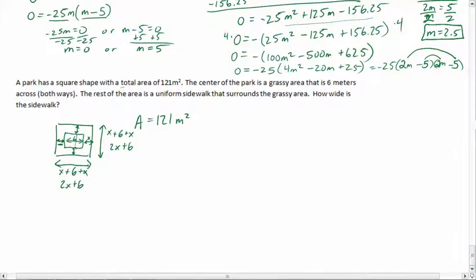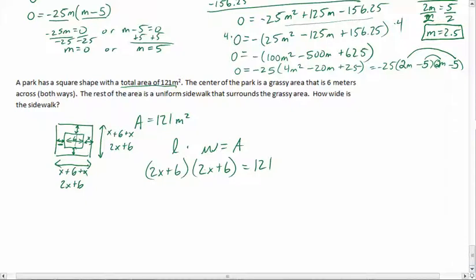Now, it says the area is 121. How do you get the area of a square? Well, we go length times width equals the area, which is 121. And so now we need to solve this. Now, it's not equal to 0, which means we need to get it to equal 0. But in order to do that, we're going to have to FOIL this part up here.